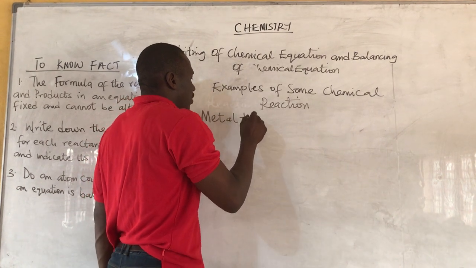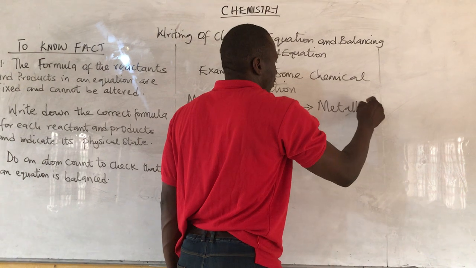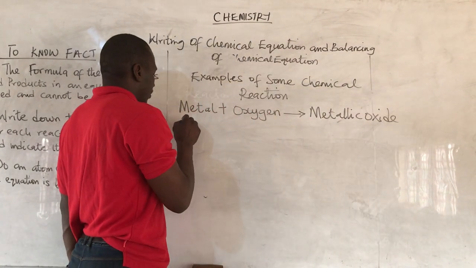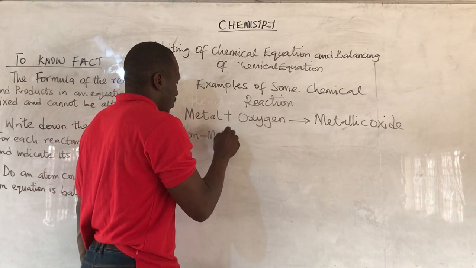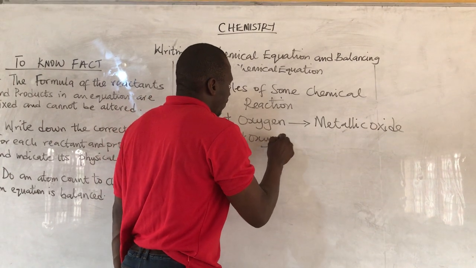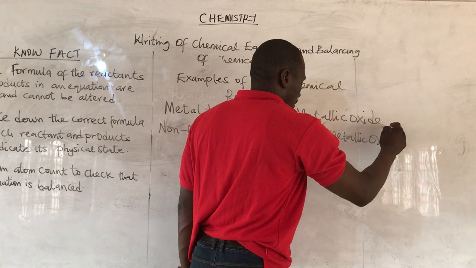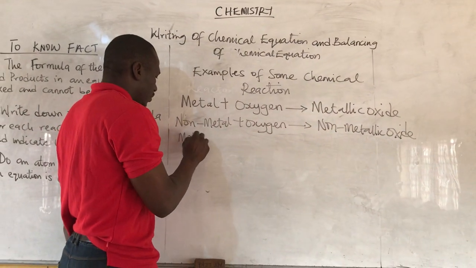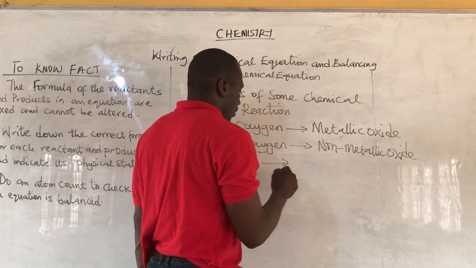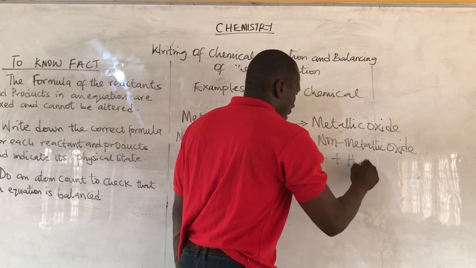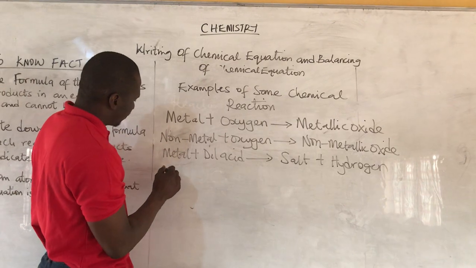Metal plus oxygen will give us a metallic oxide. Non-metal plus oxygen, I want you to go with me, will give us what? Non-metallic oxide. Metal plus a dilute acid gives us a salt plus hydrogen. A salt plus hydrogen.